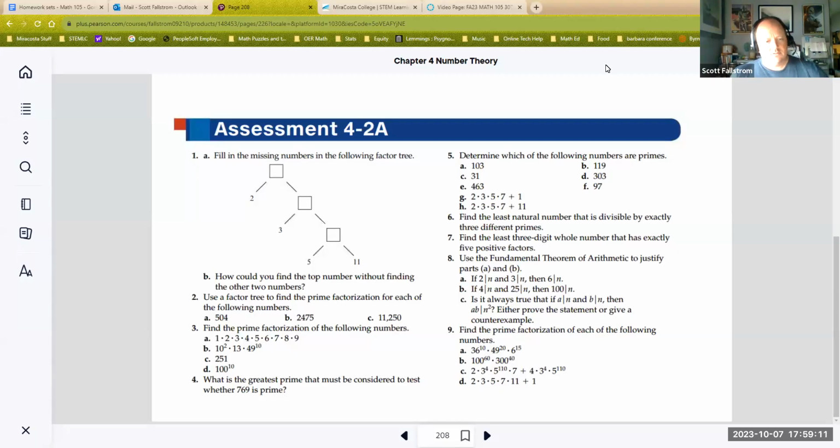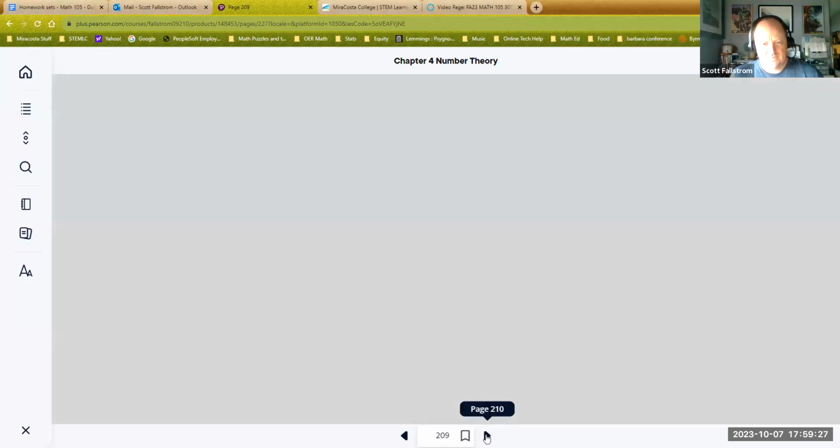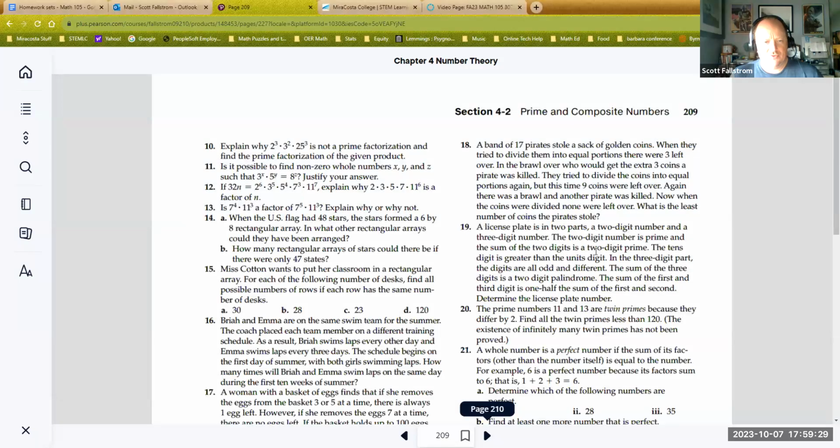Hello, students. Going over a brief little bit of the homework from 4.2. Again, this is the topic on prime numbers, determining whether something is prime. And let's jump over here to 4.2.